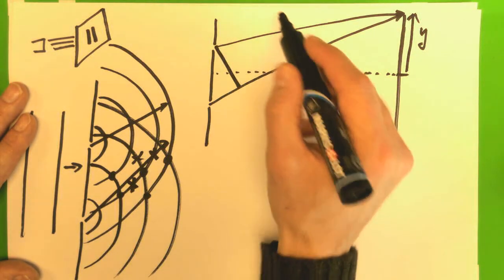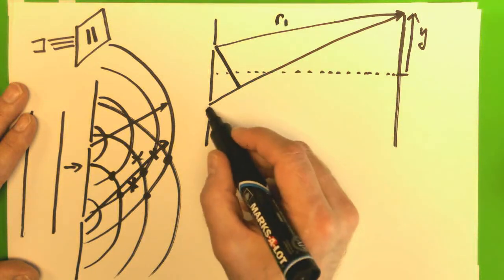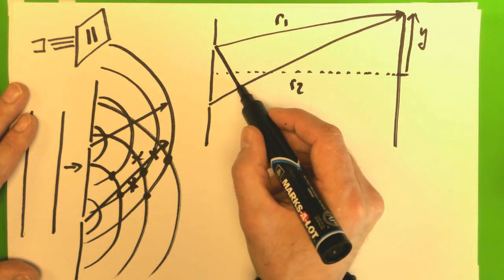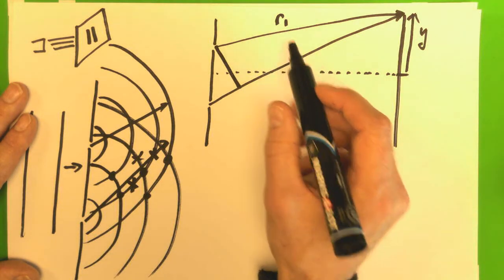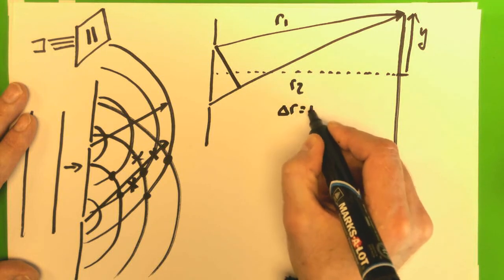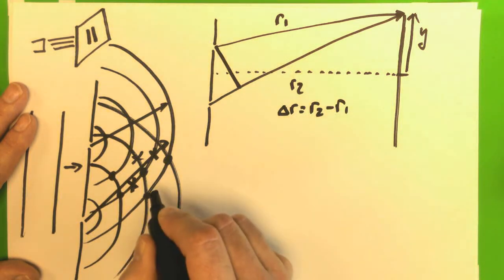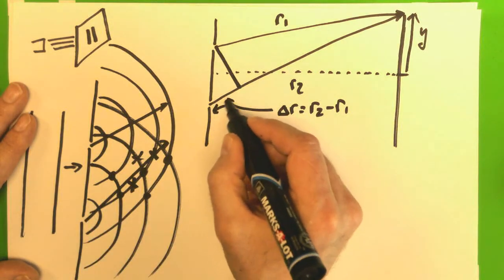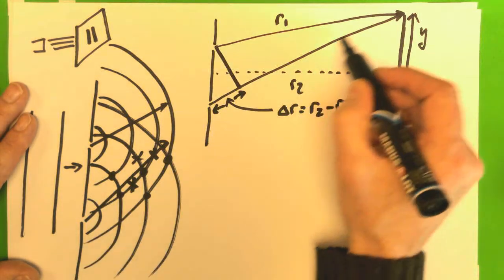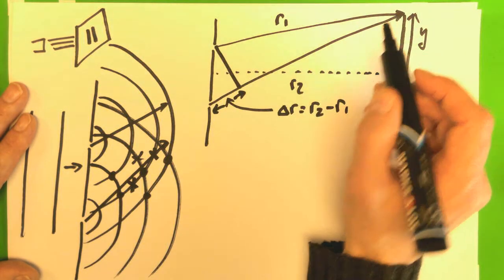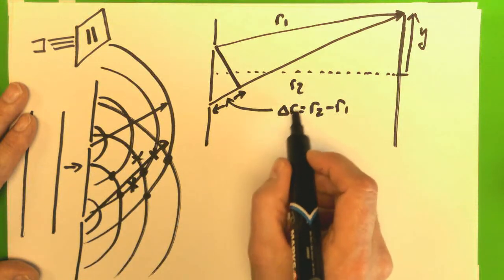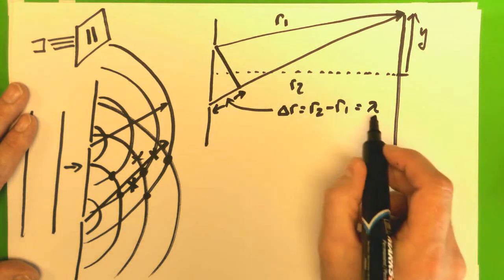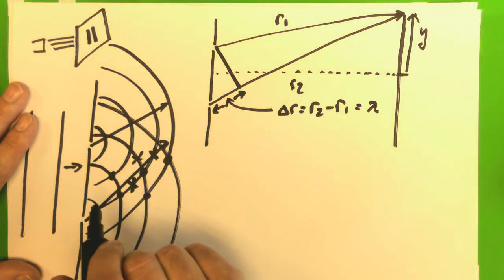Then when I look at the length of this one, we can call it R1, and the length of this one, R2. Well, from here to here is nearly the same as R1. And so when I look at delta R equals R2 minus R1, that is just this piece right there, because this piece is about the same length as this one. So my condition of constructive interference is I want delta R to equal lambda, or 2 lambda, or 3 lambda. We'll just focus on this and add the possible higher orders later.